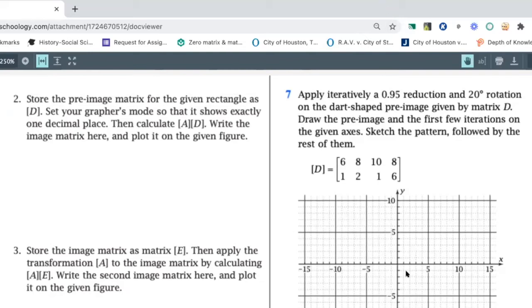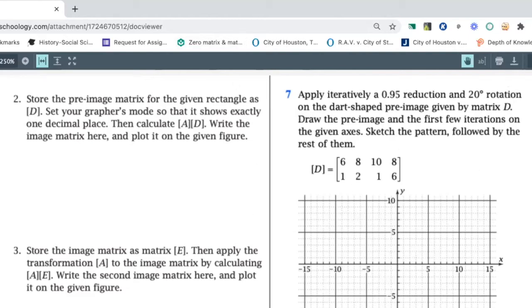So anyway, it's drawn here. And then it says, go ahead and make a transformation matrix that looks like this. Do the first few iterations and go all the way, and show what it would look like. And then sketch the pattern. Where is it going to go? What's it going to do next?